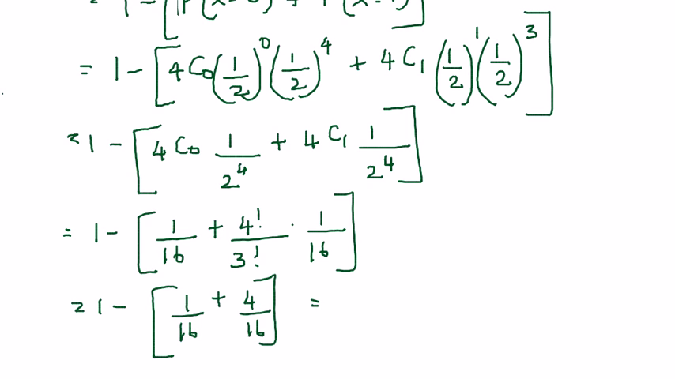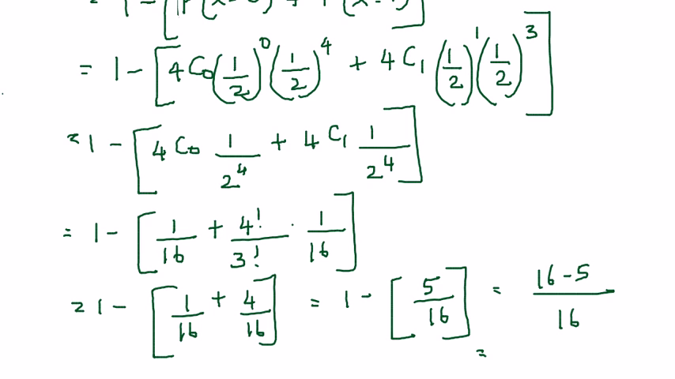So this is nothing but 1 minus, since the denominators are the same, I'm going to directly add the numerators. So this is nothing but, after taking LCM, 16 minus 5 by 16, or 11 by 16. Okay, so this is the probability of getting at least 2 heads.